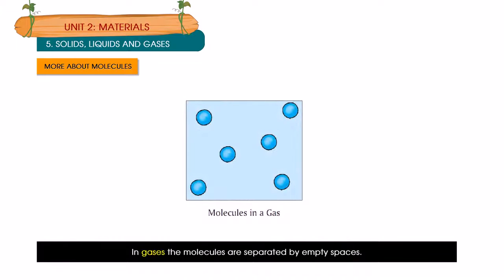In gases, the molecules are separated by empty spaces. They have a lot of freedom to move about. So, a gas does not have a definite shape or volume.